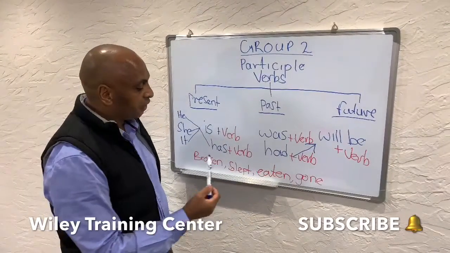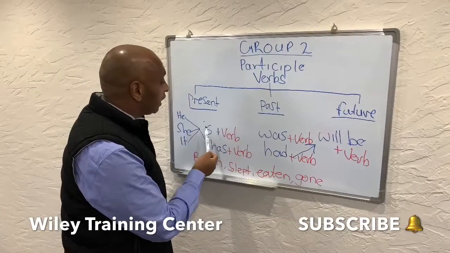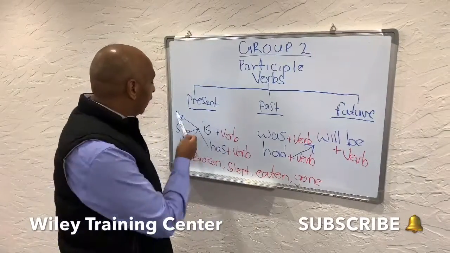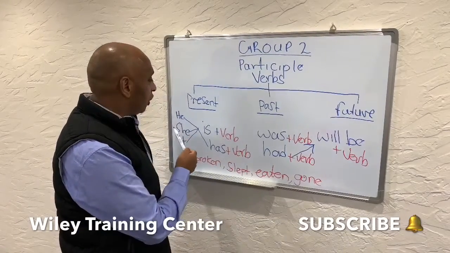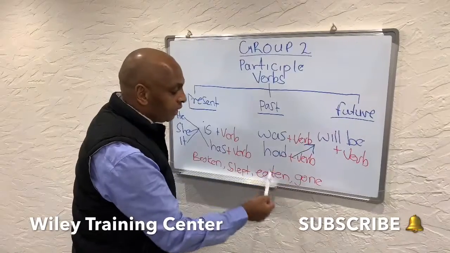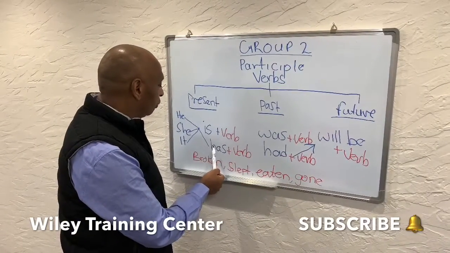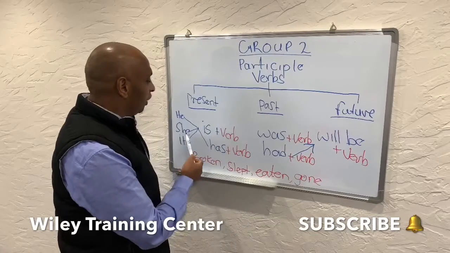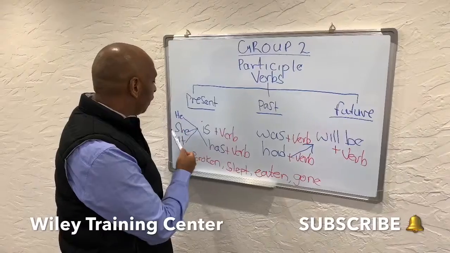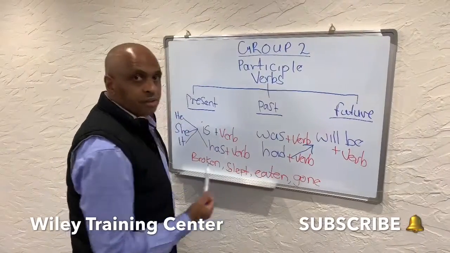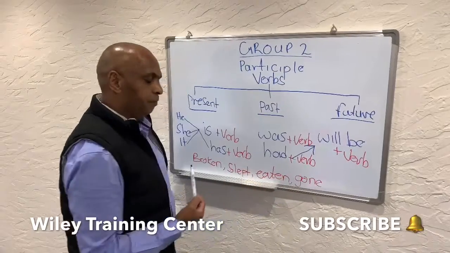The third participle verb, eaten. He, she, it is eaten. He, she, it was eaten. He, she, it will be eaten. Using the second section, with the word has: he, she, it has eaten. He, she, it had eaten. He, she, it will be eaten.